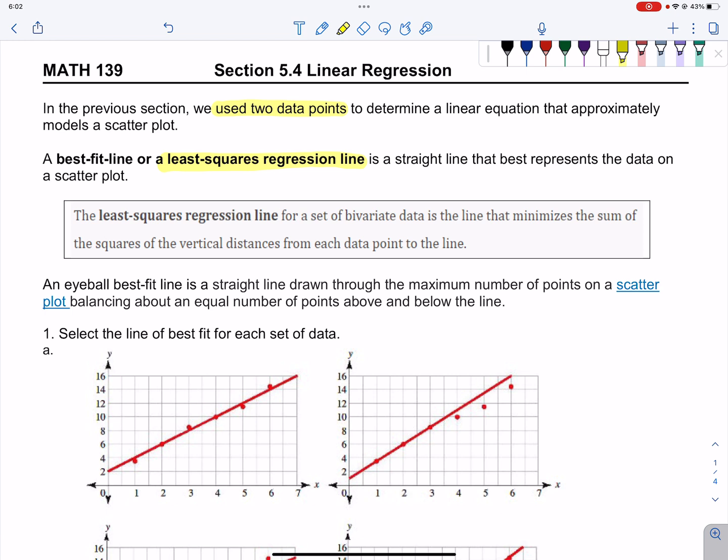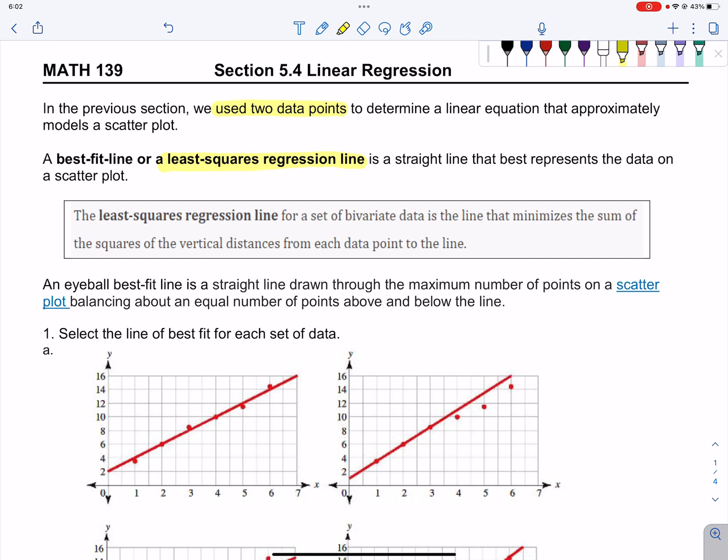In this class, you won't be expected to calculate this by hand. It would be a very long process and very hard to try and calculate this by hand, but we'll be using desmos.com to be able to evaluate what this least squares regression line would be for a set of data. We'll do that in the next video.